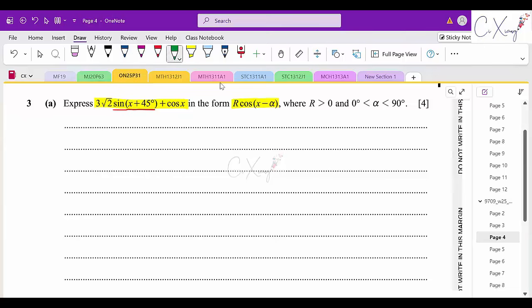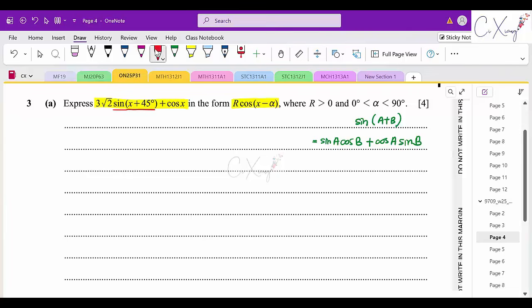Alright, so this is a compound angle formula. So what do we have for a compound angle formula? Just recall back a bit. If I want to expand sine(A plus B), you cannot tell me that you just always expand it into sine A plus sine B. This is wrong. This is not correct, alright? The compound angle formula says sine(A plus B) gives you sine A cos B plus cos A sine B. I need to expand this particular term first, then only I can combine it with the plus cos x and further rephrase it into this term here.